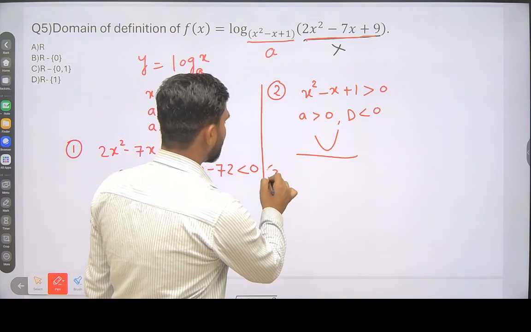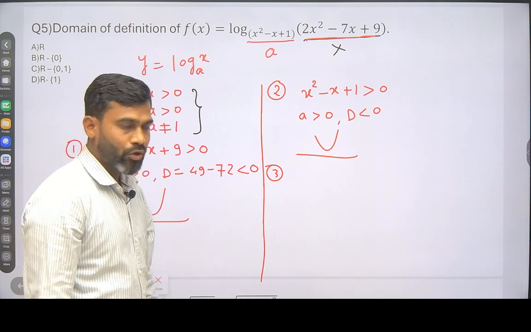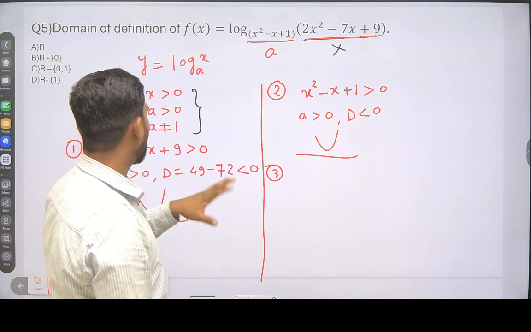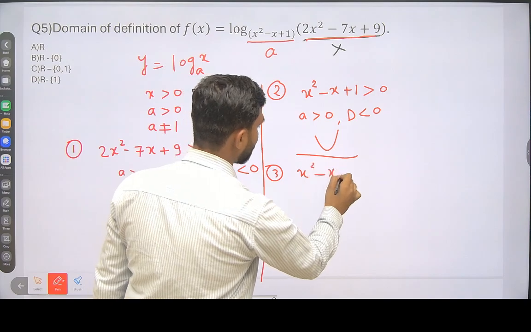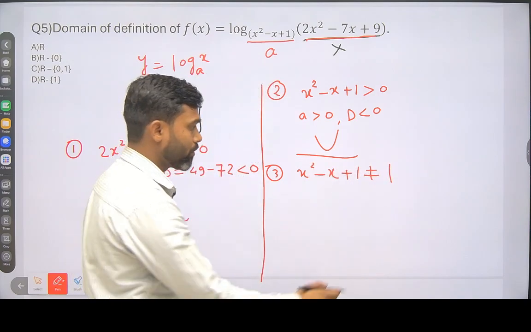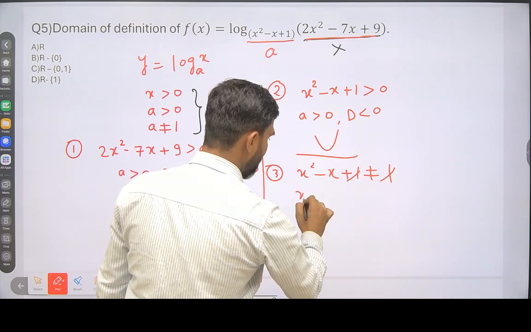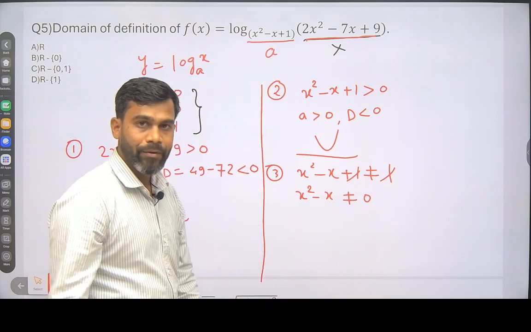Now let us try to find out the third condition. I mean, we have to apply the third condition. A should not be 1. So x square minus x plus 1 should not be equal to 1, right? So this 1 and this 1 will get cancelled. So x square minus x should not be 0, right?